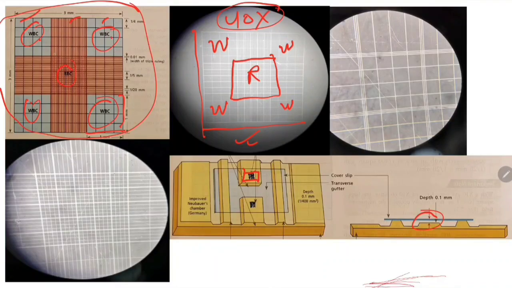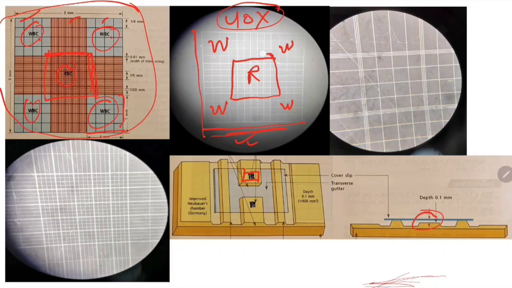The RBC counting area is actually this 1 millimeter length and 1 millimeter width, and we are not going to count this whole box. We'll discuss that again in detail later. For now we understood how the new slide looks under magnification when we magnify it under the microscope. This is the 40x magnification. We are discussing the RBC counting first.